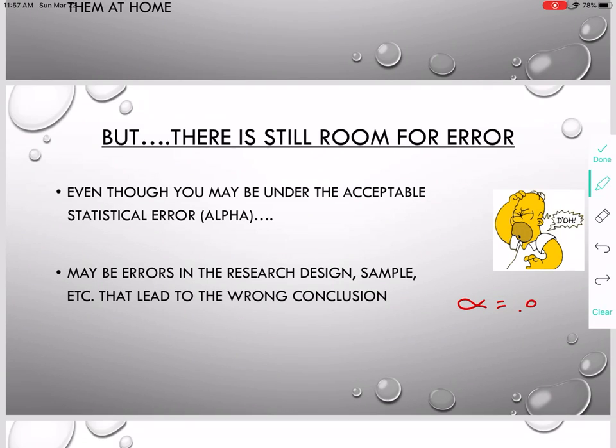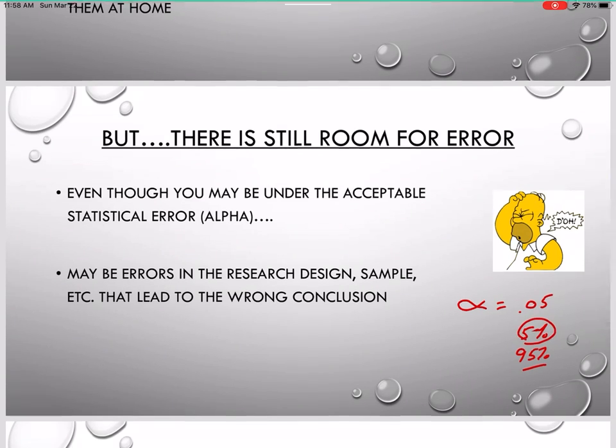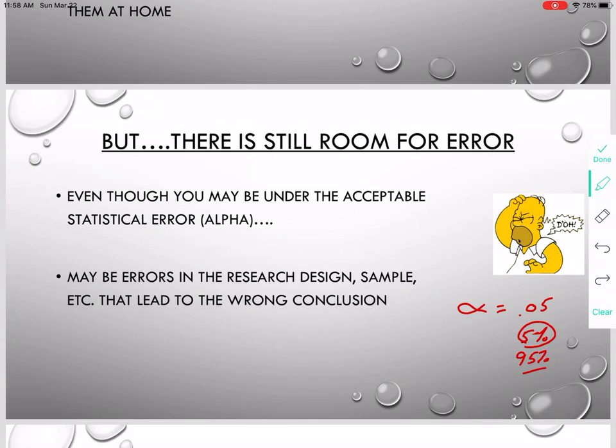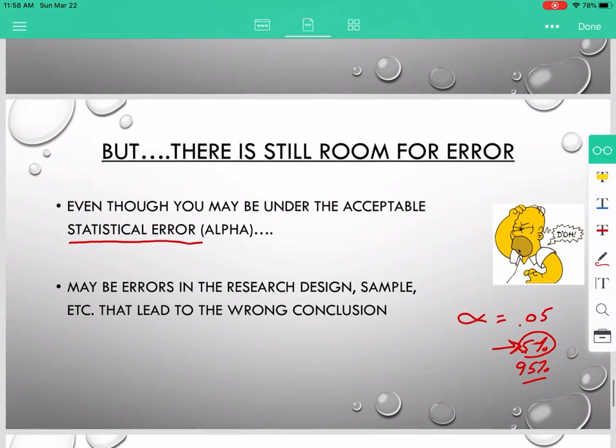Commonly, in real-world studies on people, your acceptable error, your alpha, is 0.05. That's 5%. So 5% error means that I'm 95% confident that my results are accurate. If I'm 95% confident my results are accurate, I'm still 5% confident that my results weren't. So even if I ran my statistics well, and I may be under the acceptable statistical error, even if I'm under the alpha, there still can be errors because I still have that 5% of error that I said was okay, because sometimes it happens.